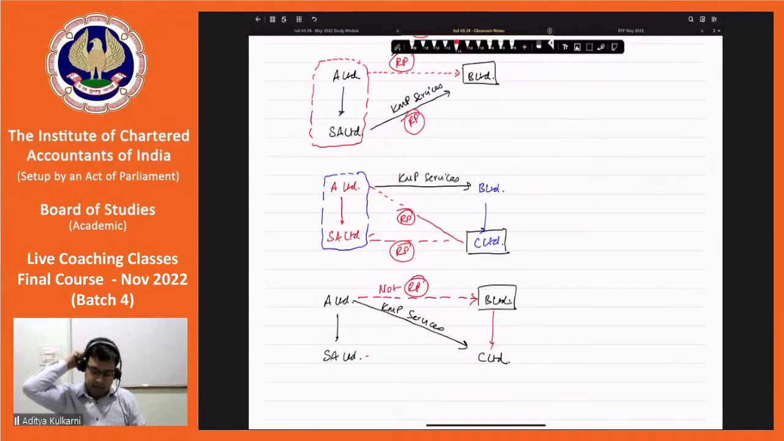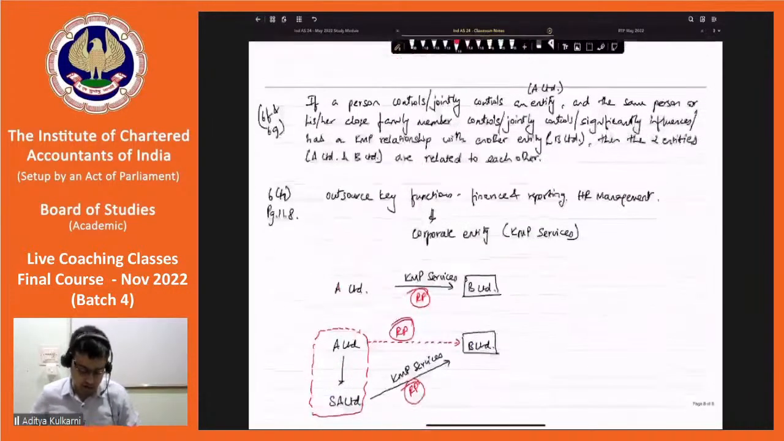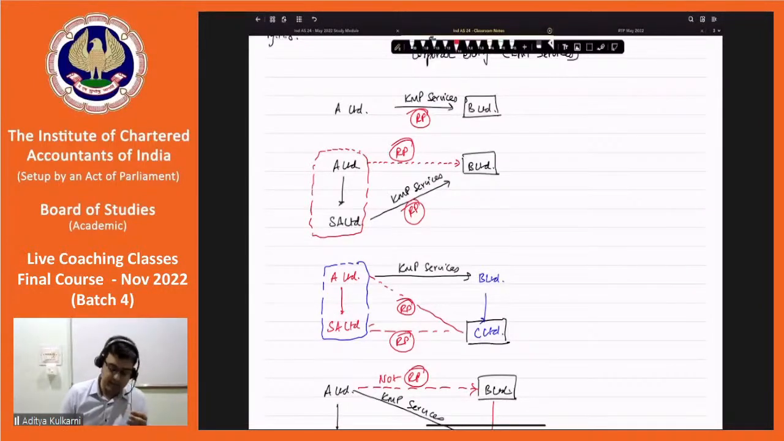So that is your chart on 6H. So A to B, when it provides, obviously A and B will be related to each other. No doubt about that. Next one, A and SA. SA provides. So a member of the entity provides KMP services to the reporting entity. Then both will be regarded as related parties of B Limited.